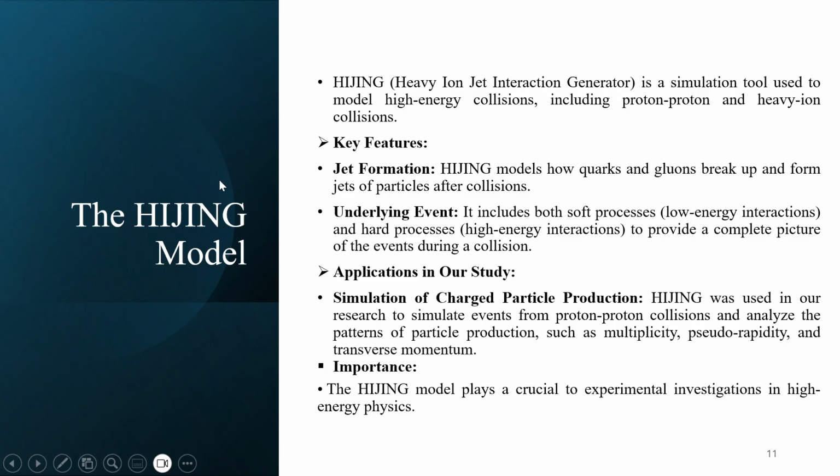We are using the HIJING model. What is meant by HIJING? HIJING means the Heavy Ion Jet Interaction Generator, which is a Monte Carlo event generator in which we can simulate PP as well as heavy ions. Why HIJING? Because the HIJING model is very crucial for understanding the quark and gluon breakup, and we will also simulate soft processes, which are low energy interactions, and we will also see the hard processes, which are high energy interactions.